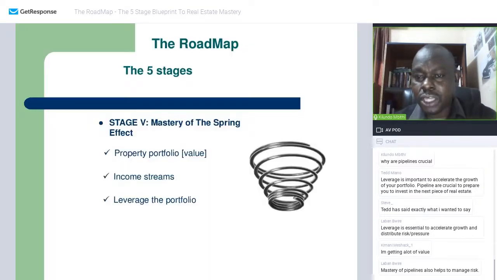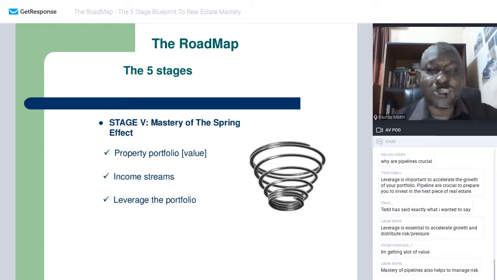So, stage five. Mastery of the spring effect. This is what every investor wishes to master. The spring effect is a position where you get to and things start flowing automatically. Things start flowing in a very organized, very easy way.